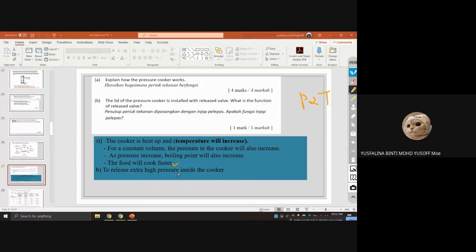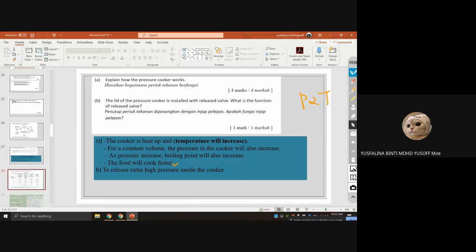Okay, so what is the function, right? The next question asks what is the function of the release valve. So this one is actually to release the extra high pressure inside the cooker. Alright, so that is the function of the release valve.